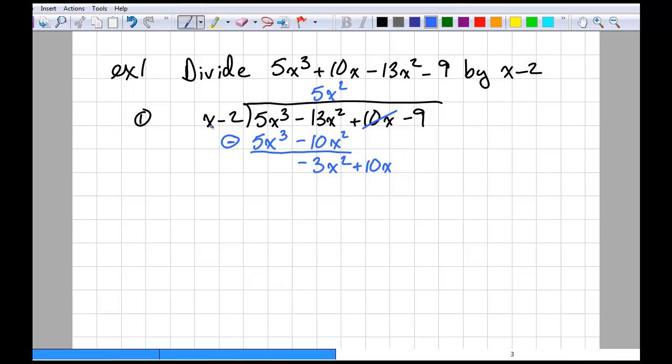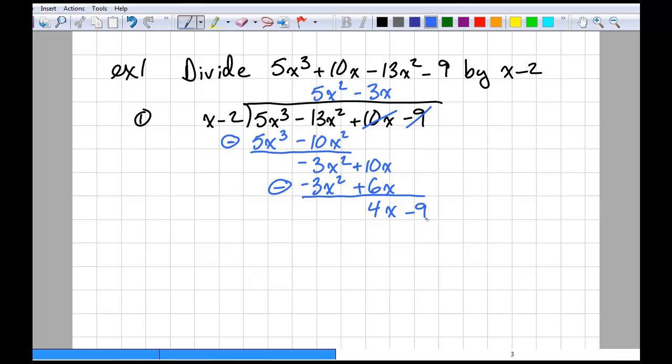What do I multiply x by to get negative 3x squared? Well, that has to be negative 3x. Negative 3x times x is negative 3x squared. Negative 3x times negative 2 is positive 6x. And remember, we're subtracting those. These guys cancel. And then 10 minus 6 is going to be 4x. Bring down the negative 9.